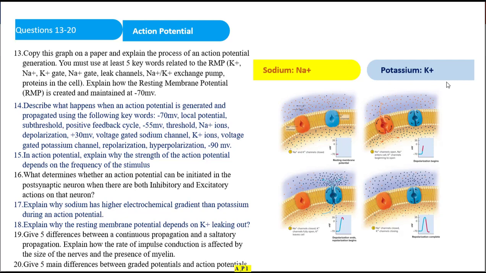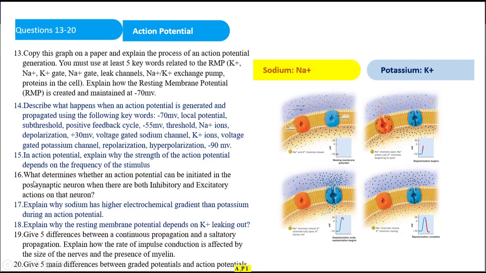At the same time, the potassium gates open faster. They open more potassium gates. That's why the resting potential depends on potassium more than it depends on sodium, even though it is the sodium that moves in first, because the sodium is positive, it wants to go into the negative area.